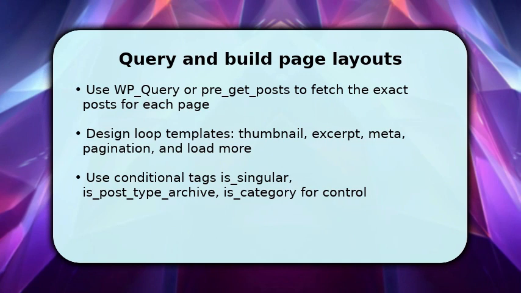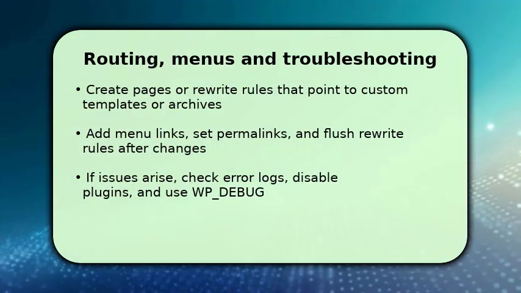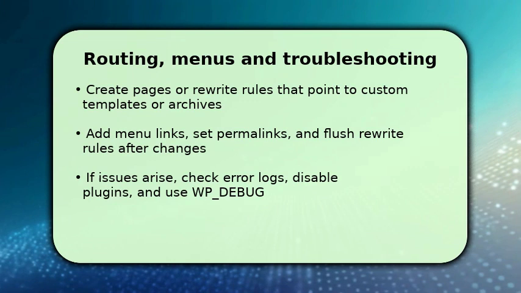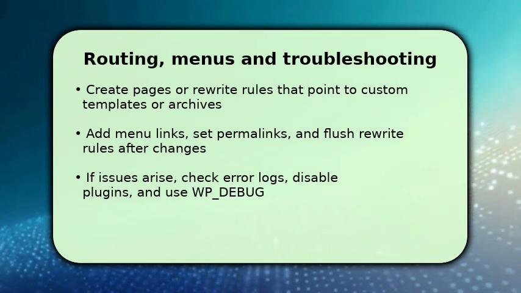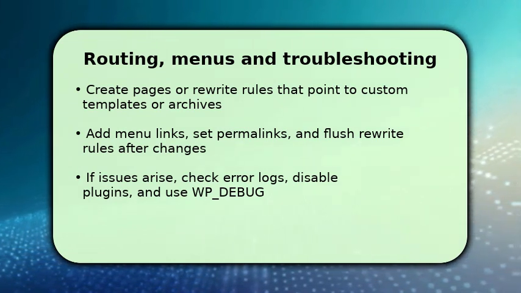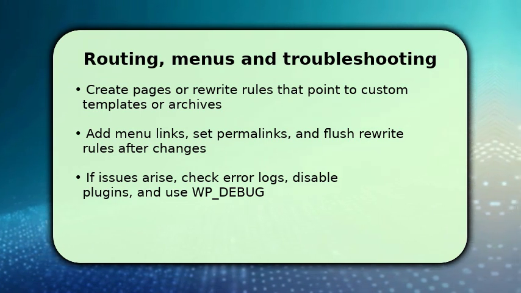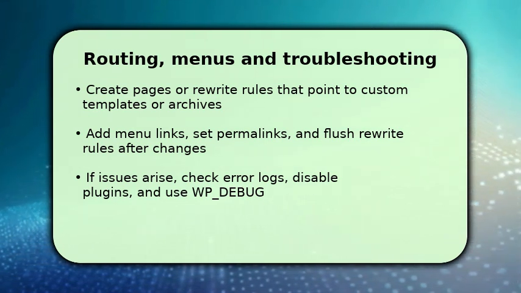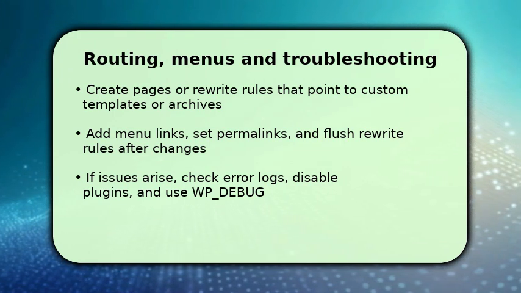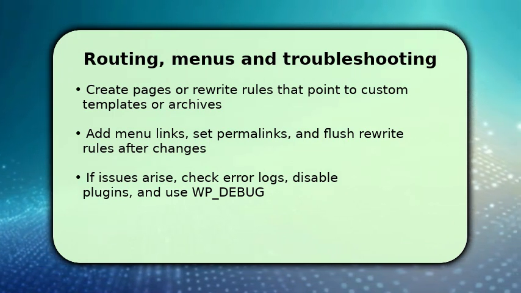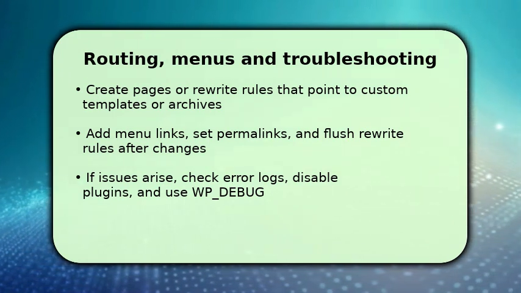You finish by connecting templates to navigation and URLs. Create archive pages, set up rewrite rules if needed, and add the new pages to your menu. Then update settings, permalinks, and flush rewrite rules so routes resolve correctly. If the wrong template loads, check template hierarchy, clear caches, and confirm post type assignment.